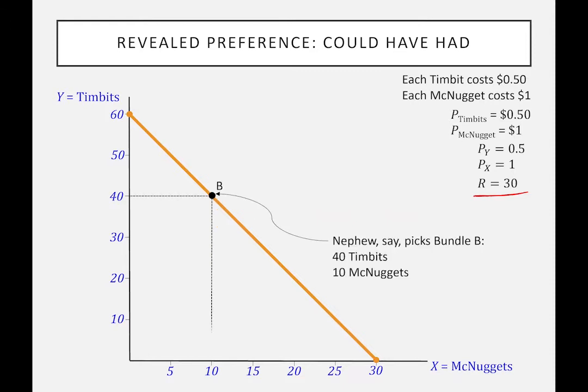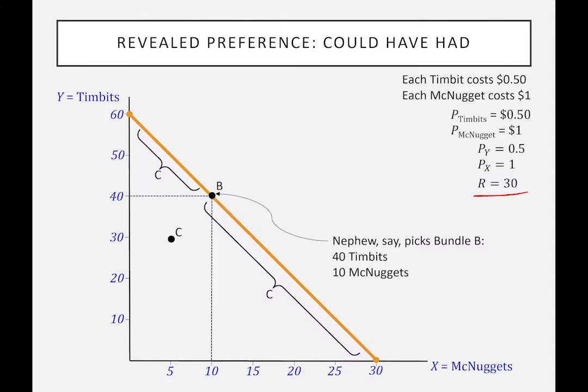So let's say, for just the sake of argument, that my nephew chooses bundle B, which means that he happens to pick 40 Timbits and 10 McNuggets. So he's going to be on the budget constraint. We're going to spend all $30. Now, because he chose this, and this is what we mean by revealed preference, he could have selected point C, for example, but he didn't, because he chose to spend all the money. But more than that, we can say also he could have chosen any other point on the budget constraint.